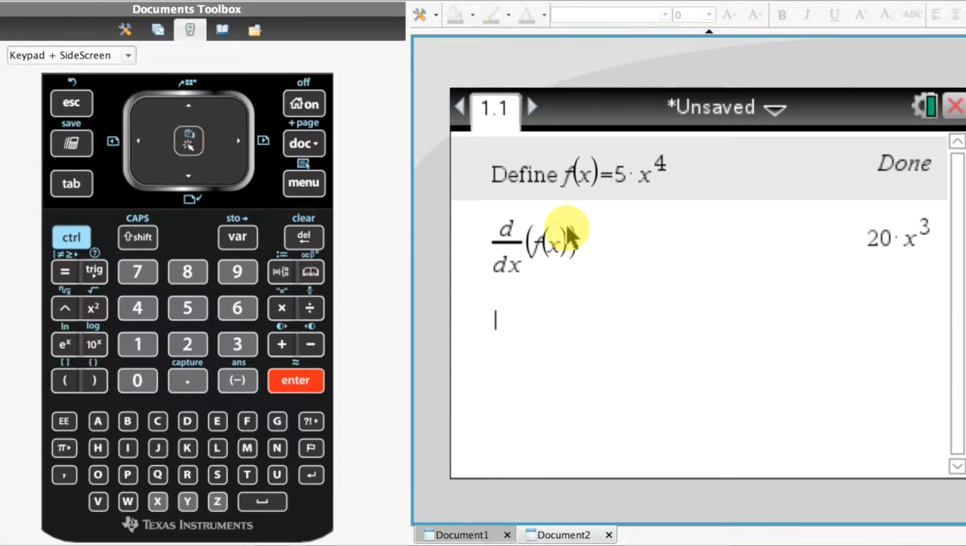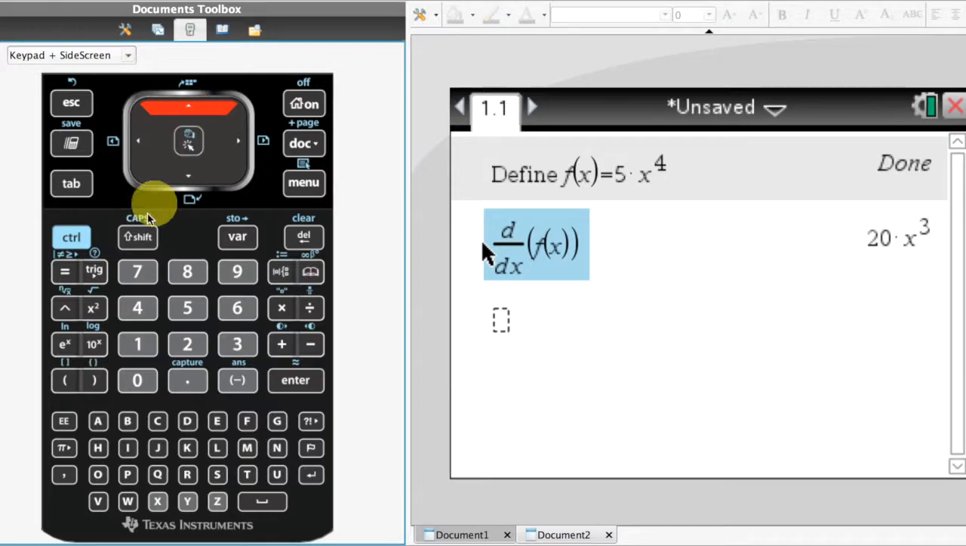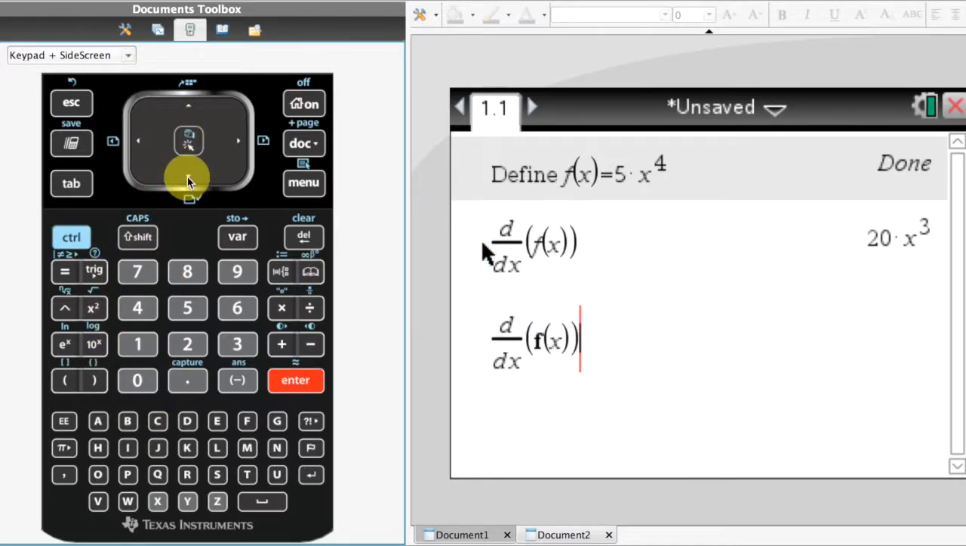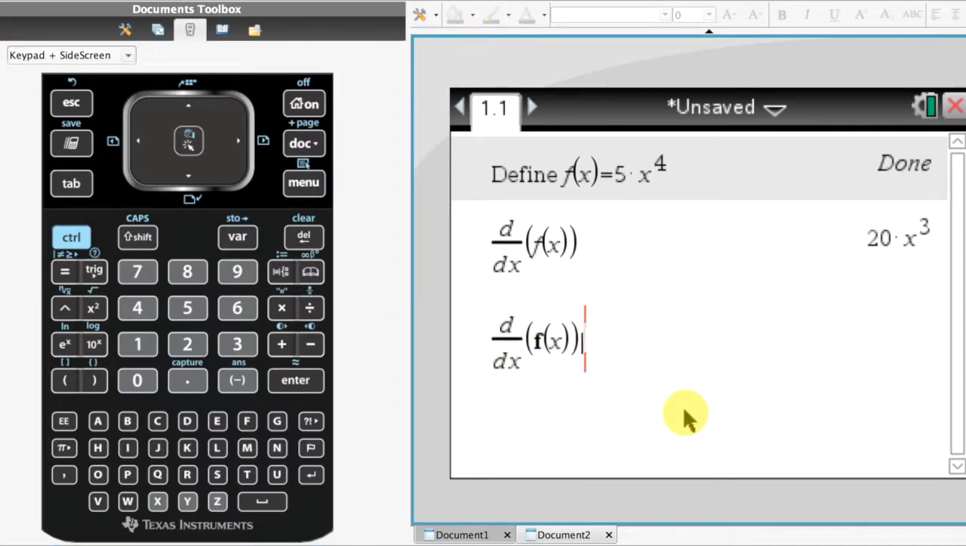Now we can also evaluate for a certain value of x. So let's copy that expression. And now if I go given that x is equal to 2, it'll give me the answer I'm looking for. And there you go, you get your 160.